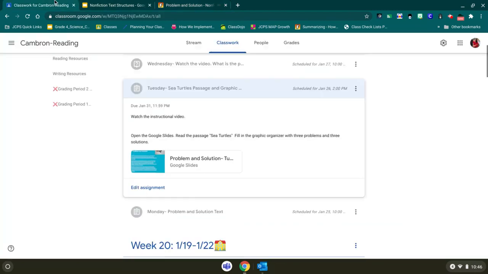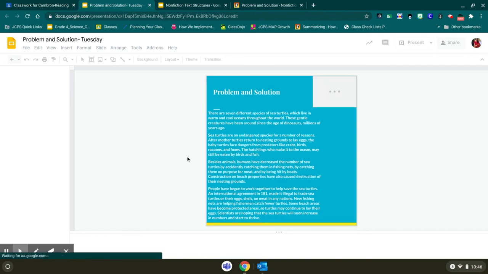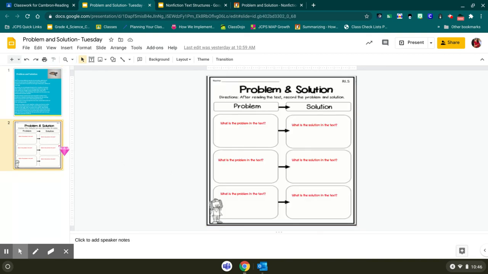Okay, fourth graders. So in your reading classroom today, you are looking for something called Tuesday, Sea Turtles, Passage, and Graphic Organizer. So when you open up your slideshow, you will have your own copy, so don't worry about someone else writing on yours or editing yours. You're going to see an article about sea turtles. So the first thing you are going to do is read through the article, and you are looking for some problem and solution. So what is the main problem in our text, and what are some solutions?